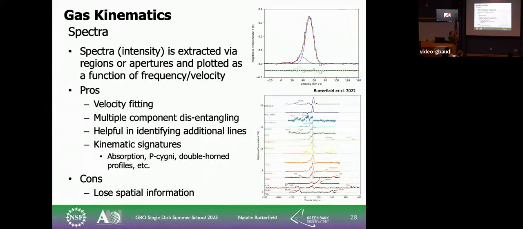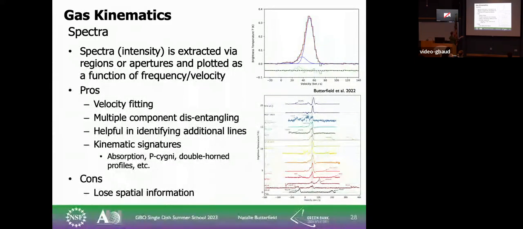Now the pro of doing this type of analysis is that you can do velocity fitting. That's what the blue curves are showing here: you can fit the dynamics of your source, with just Gaussians, or if you have a more complex molecule, for example ammonia, we have hyperfine fitting. There are a lot of different programs that have wrappers to account for those. It's nice in the sense that if you have multiple components, you are able to disentangle those.